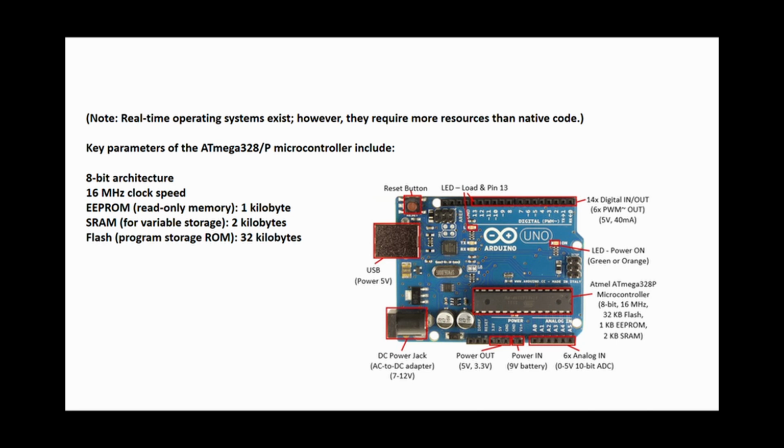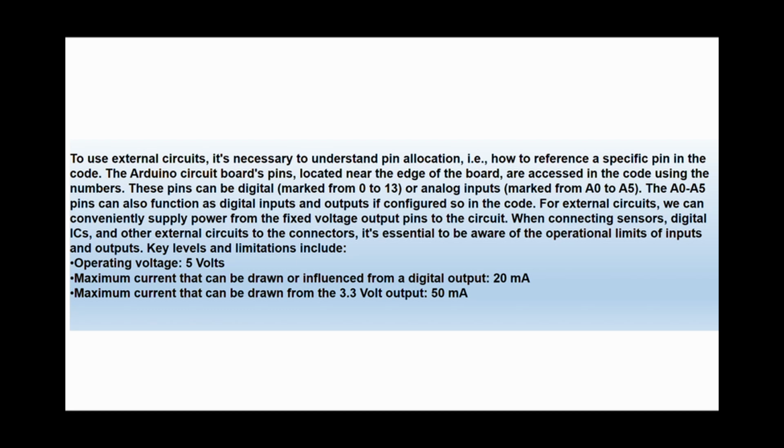To use external circuits, it's necessary to understand pin allocation, i.e., how to reference a specific pin in the code. The Arduino circuit board's pins, located near the edge of the board, are accessed in the code using numbers. These pins can be digital, marked from 0 to 13, or analog inputs, marked from A0 to A5. The A0 to A5 pins can also function as digital inputs and outputs if configured so in the code.